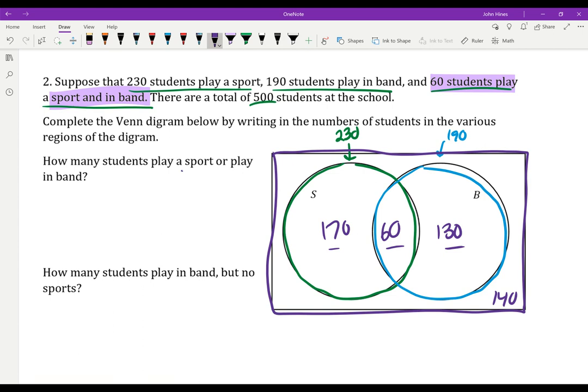How many students play a sport or play in band? So this is sport or band. You add up those three numbers there. Sports, both of them, just band. That leads me to 360. How many students play in band? So I have to be in the B circle, but no sports. Band, no sports is this gibbous moon over here. I got 130.